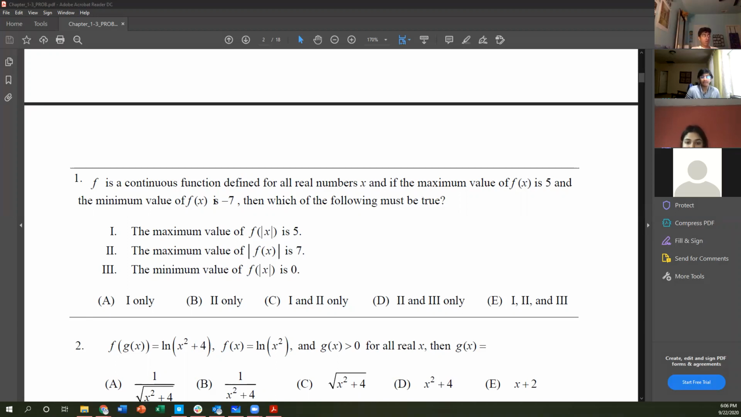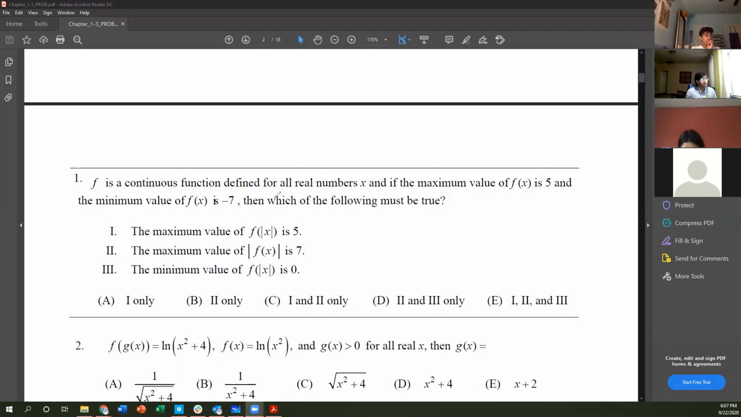Can you guys see my screen? Yeah, we can see it. All right. So who wants to try the first question? No one's ever seen this before. Who just wants to try it? I don't mind trying. All right, go ahead.